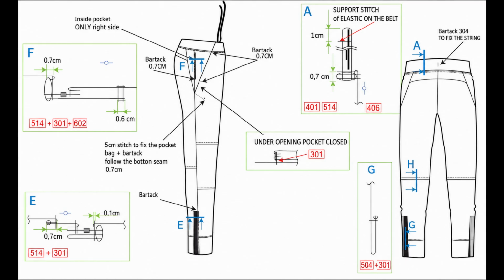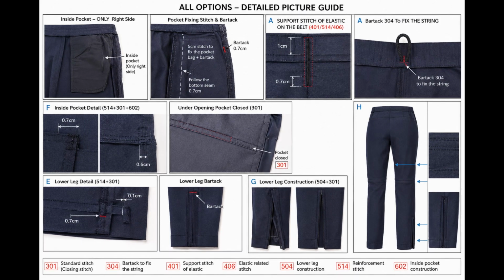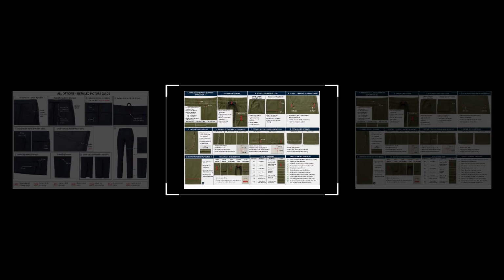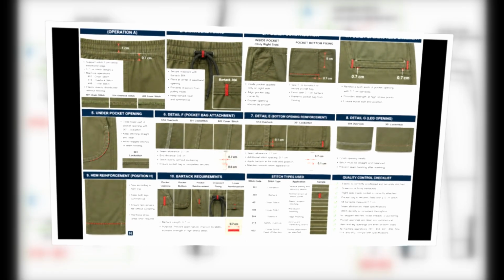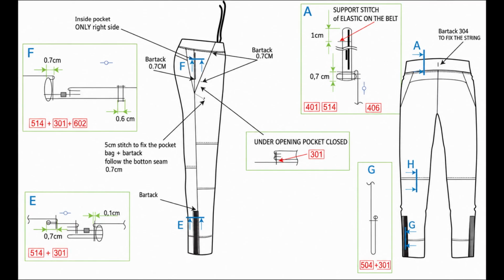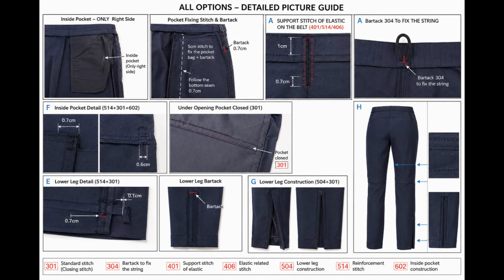Measurements. Upper indicated distance 1 cm. Lower indicated distance 0.7 cm. The elastic must remain properly aligned and should not twist during sewing. Quality requirements. Elastic must have sufficient freedom to stretch. Stitching must securely hold the elastic without damaging it. Avoid excessive tension while attaching the elastic. Ensure the waistband remains flat and comfortable.